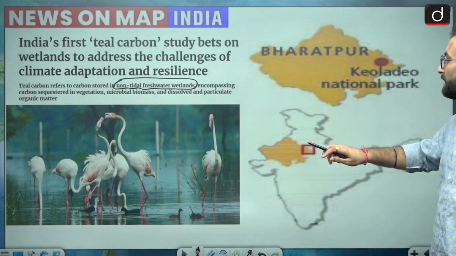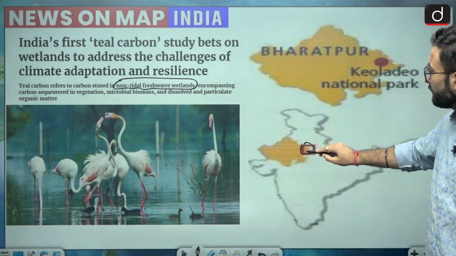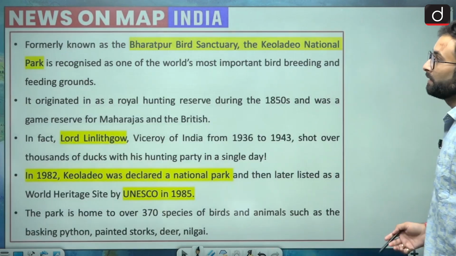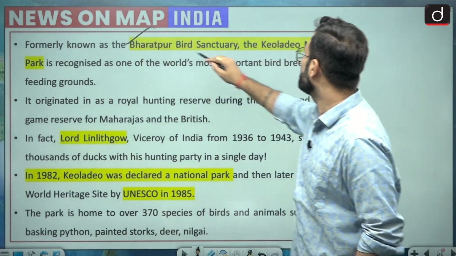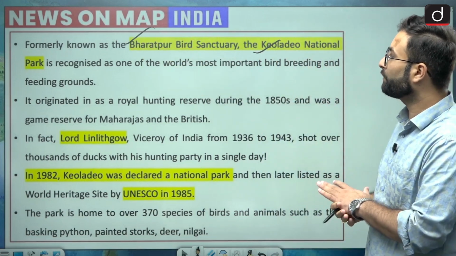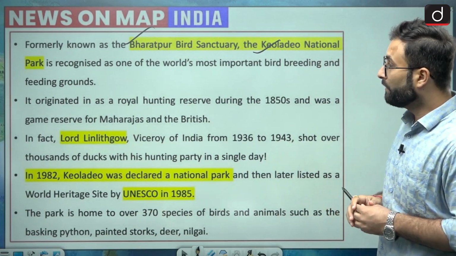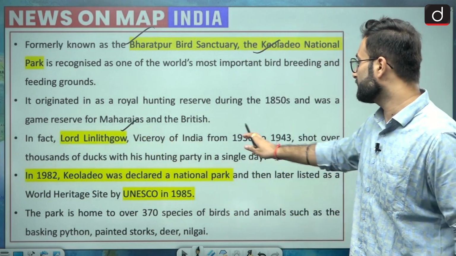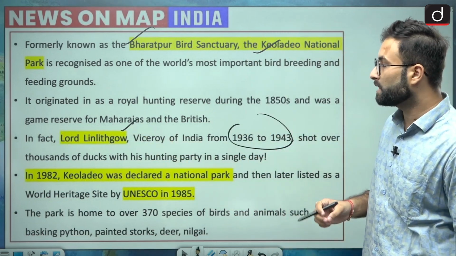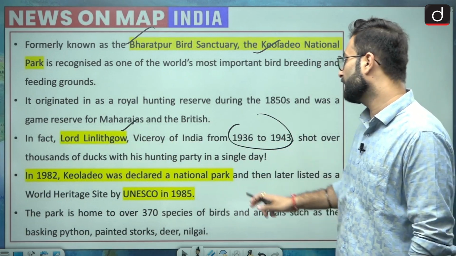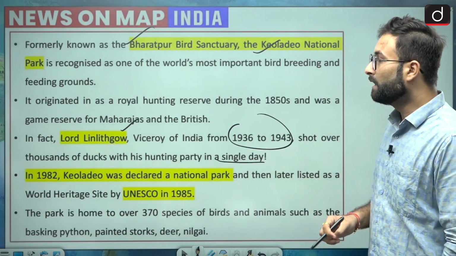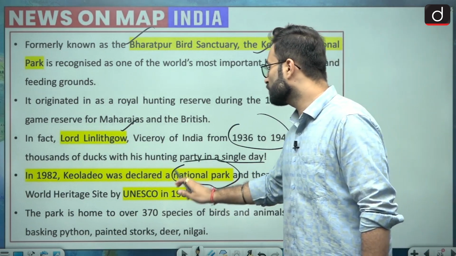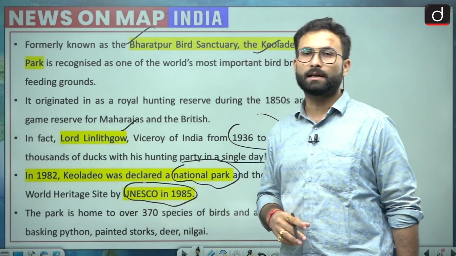When we talk about the study that has happened in Rajasthan, Keoladeo is in Bharatpur in Rajasthan. Moving further, Bharatpur Bird Sanctuary, that is the Keoladeo National Park, is recognized as one of the world's most important bird breeding and feeding grounds. In fact, Lord Linlithgow, the Viceroy of India from 36 to 43, shot over 1,000 ducks in his hunting party in a single day in this particular area. In 1982 Keoladeo was declared a national park, and it is a UNESCO World Heritage Site, declared in 1985.